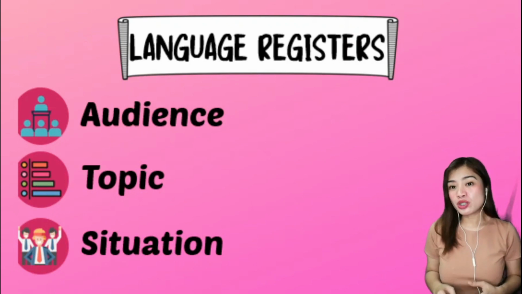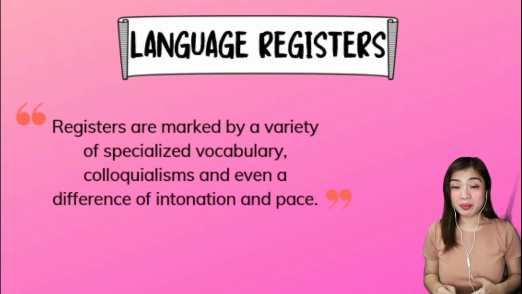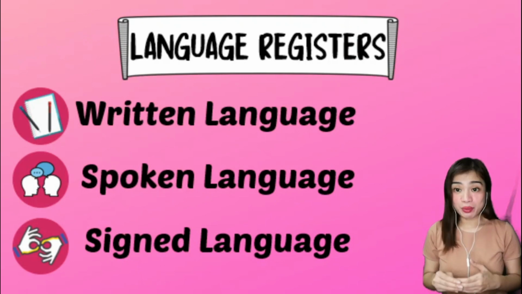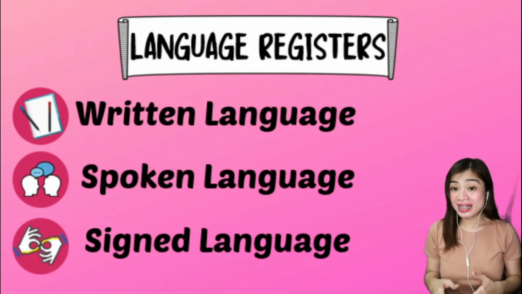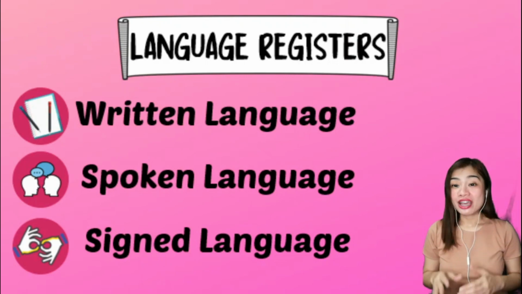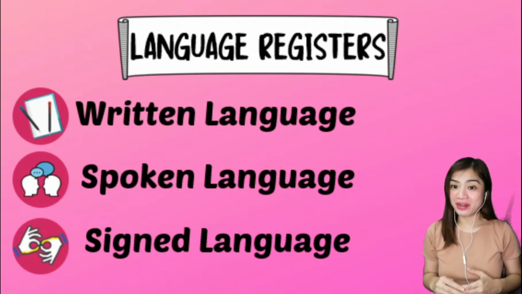The language you use when talking to your friends is not the same language you would use when meeting someone as important as a country's president. Registers are marked by a variety of specialist vocabulary, colloquialisms, and even the difference of intonation and pace. They are used in all forms of communication, including written, spoken, and sign. Yes, you heard it right. Even in written and sign language forms of communication, we apply registers.